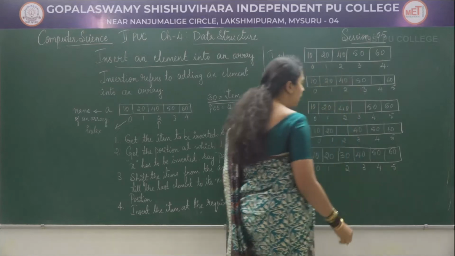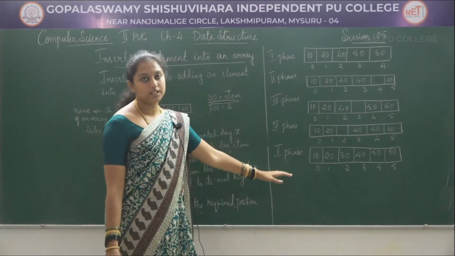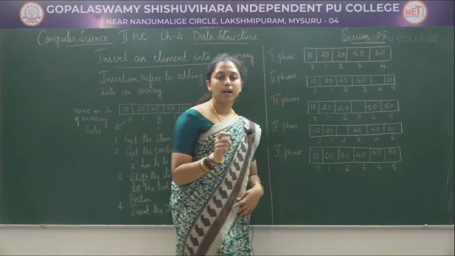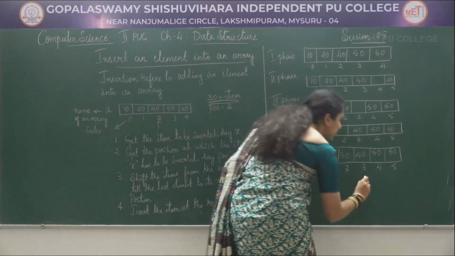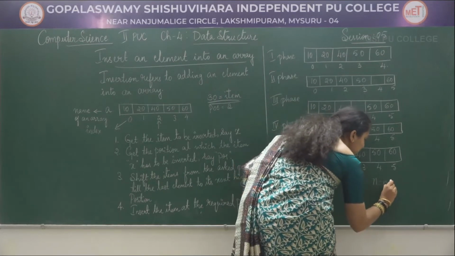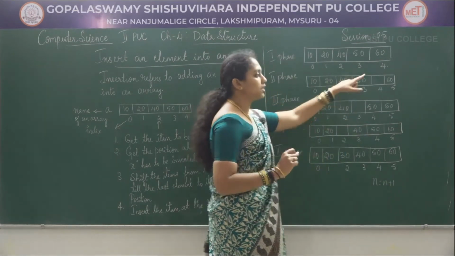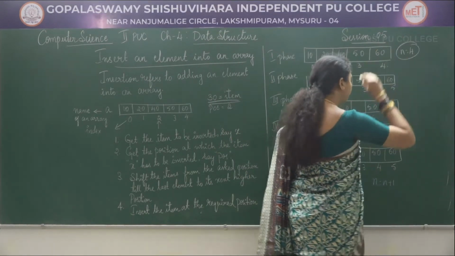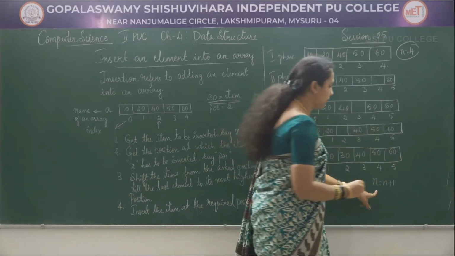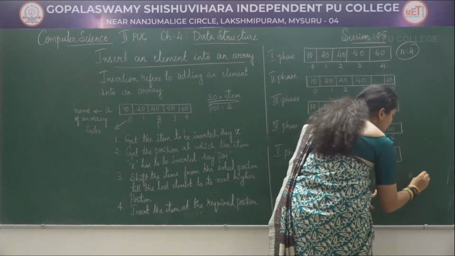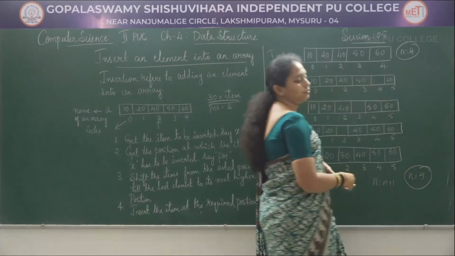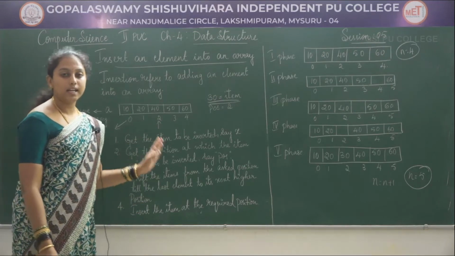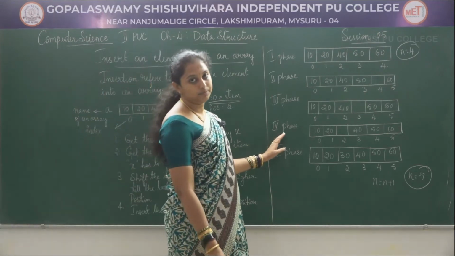So after inserting an element into an array, the size of the array is increased by 1. That is, n is equal to n plus 1. See, before insertion, the size of the array is 5, but after insertion of an element into the array, the array size becomes 6. So this is how we are going to insert an element into an array.